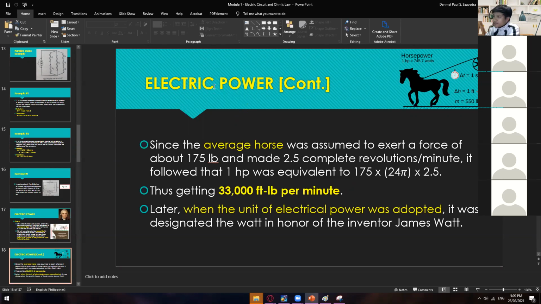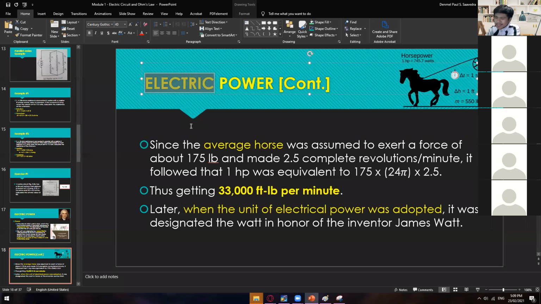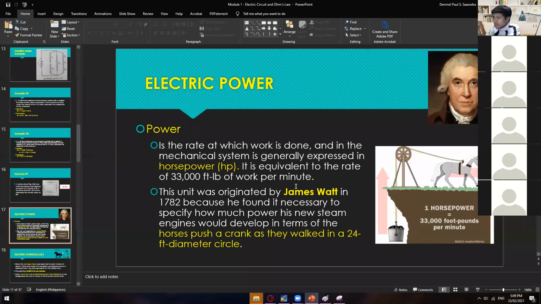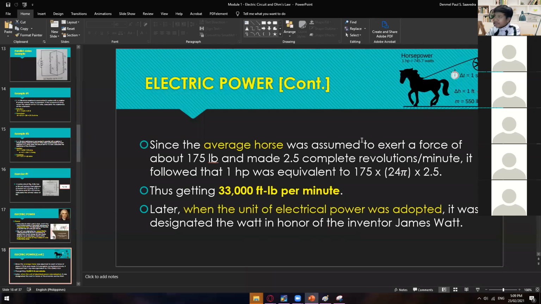And since we're talking about electric power, it's not just a simple power. So they adapted the idea of Mr. James Watt and applied it to wattage. As you can see right here, 1 HP is equal to 745.7 watts, or approximately 746 watts. So again, how did they come up with such a thing?